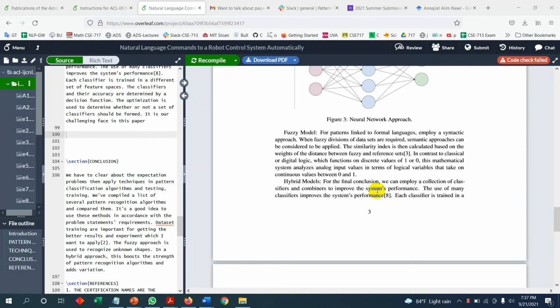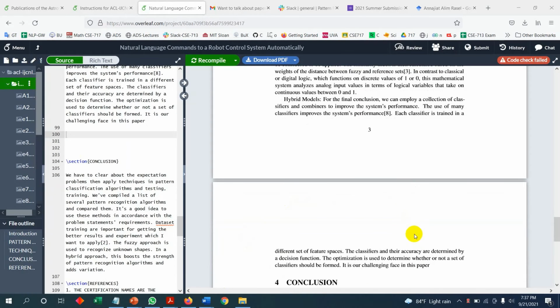The last part is hybrid models. For the final conclusion, we can employ a collection of classifiers and combiners to improve the system performance. The use of many classifiers improves the system performance. Each classifier is trained on a different set of features before we include the data set, where we can train or do pattern matching. The classifiers and their accuracy are determined by the decision function. The optimization is used to determine whether or not a set of classifiers should be formed. It is the challenging phase in this paper.